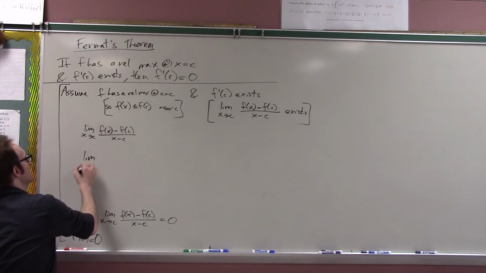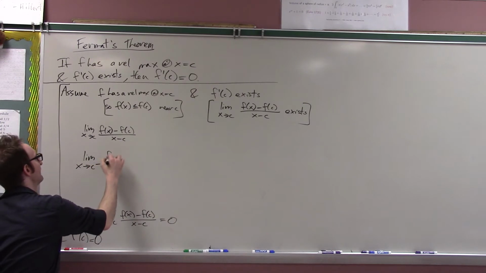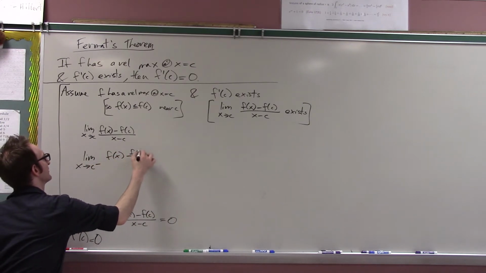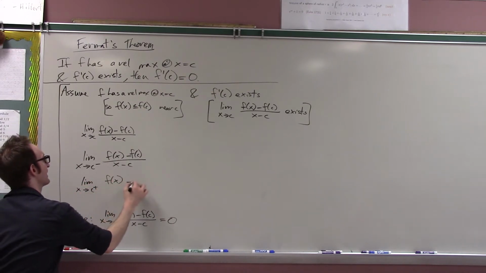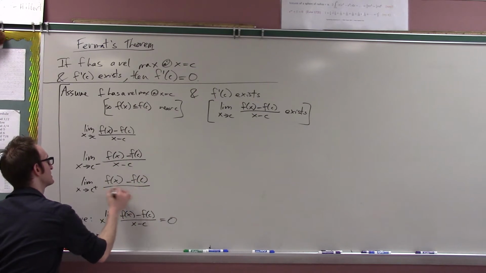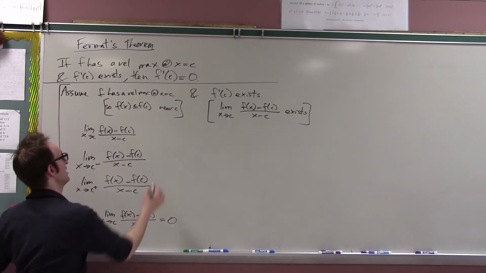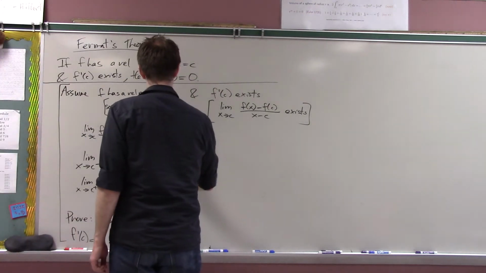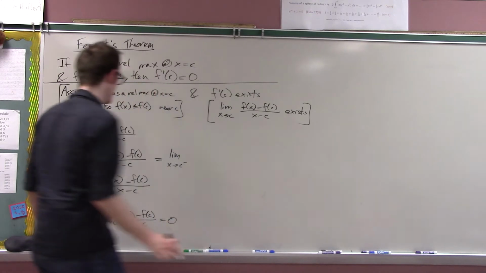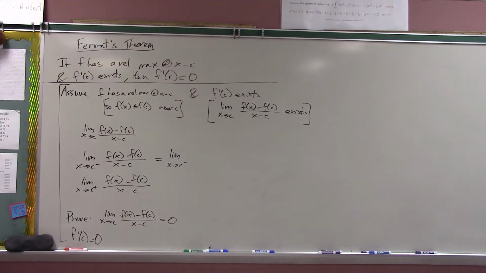Let's take the limit as x approaches c from the left of f of x minus f of c over x minus c. And we'll take the limit as x approaches c from the right of f of x minus f of c over x minus c. So we're going to do some casework, right? All right, if I'm taking the limit as x approaches c from the left, now we're going to use this observation that you guys just made, right?